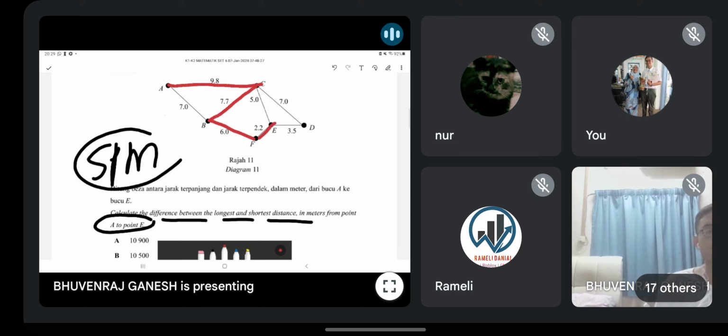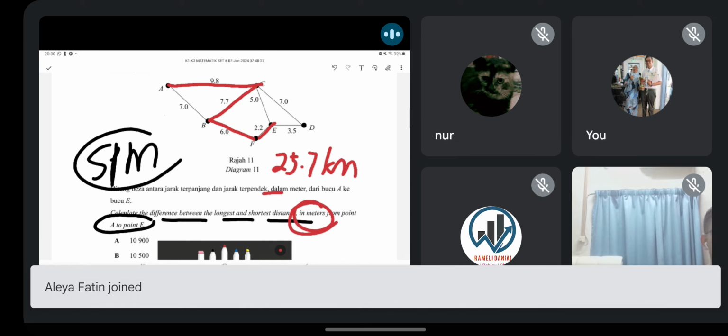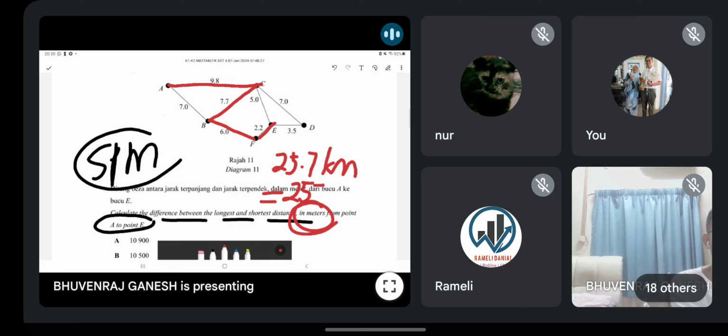Actually, guys, the best way to solve this question is trial and error. Kamu kena cuba dan cuba lagi sekali. There is no other method I can think of. Sometimes you won't get the answer, so you try again. So the longest distance, according to this route, is 25.7 km. But make sure your answer is in meters. So you convert, kamu darab dengan 1000. So this is your answer, 25700 meter.